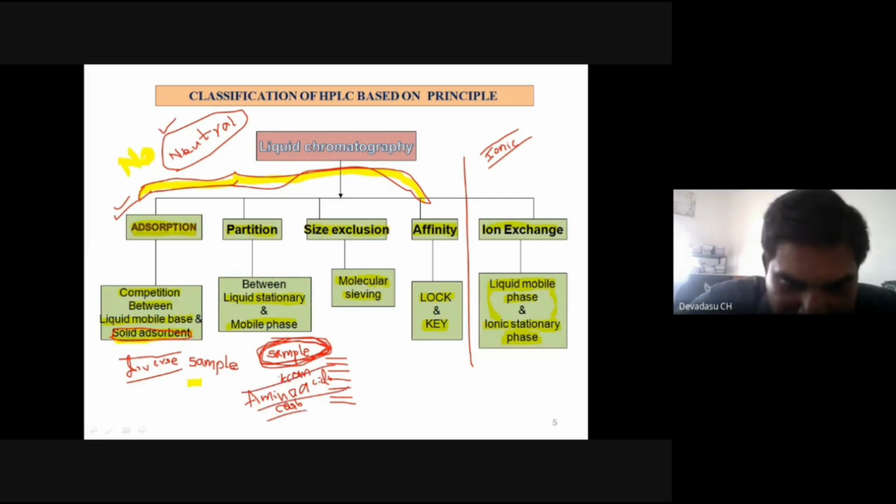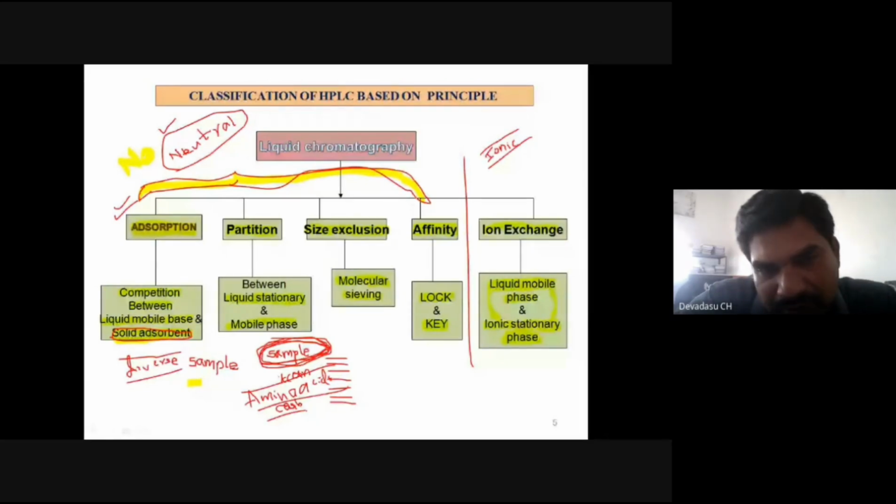For example, I am selecting the amino acids as a group of molecules which have a unique feature like zwitterionic nature, but which are different with respect to each other, but they have a similarity like formation of zwitterion. In such a case, partition can answer this type of challenge. So if your sample has a homologous series, with similar physicochemical properties, you can select partition chromatography.